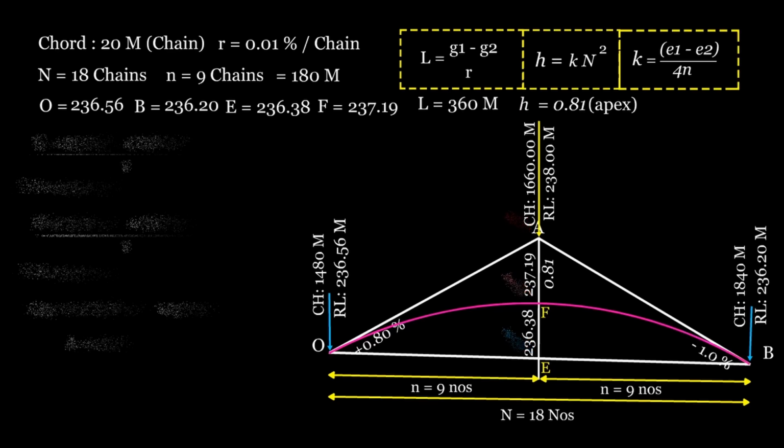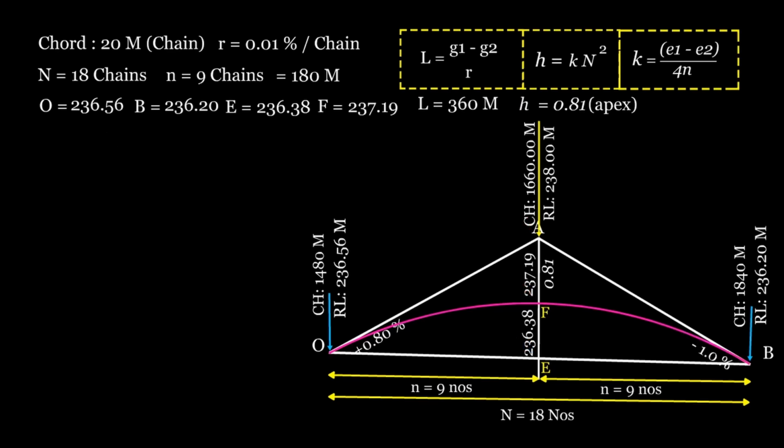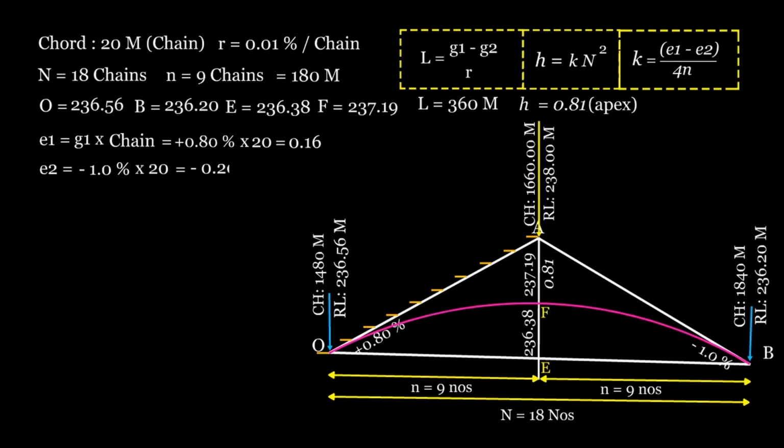Step 6. Check calculations and calculate K. We will now calculate the value of K. To find K, we need E1 and E2. E1 equals G1 times 20 meters. 0.8 divided by 100 times 20 equals 0.16 meters. E2 equals G2 times 20 meters. Minus 1 divided by 100 times 20 equals minus 0.20 meters.